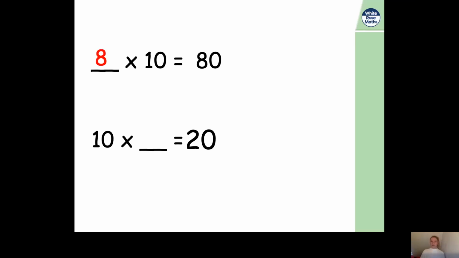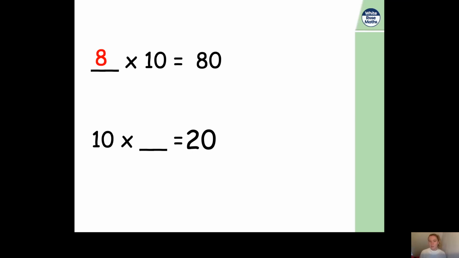Well done. Now the next one is a bit trickier, because it's not going to be the 10 times table. So what can you do to make it easier for yourself? Okay, so pause the video now and have a think. Can you fill in the missing number? Okay, let's see how you got on. So let's do commutative law and change it to something multiplied by 10. That will make it easier for us.